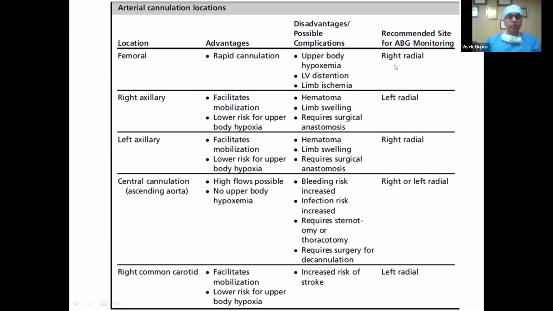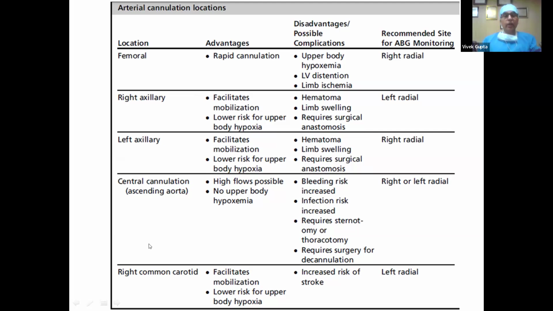Another access for the return cannula can be the right axillary artery, which helps in mobilization and lowers the risk of upper body hypoxemia. But there can be swelling, and that may require a surgical anastomosis. And here we monitor the left radial artery. Similarly, with the left axillary artery, with similar issues, we should monitor the right radial artery.